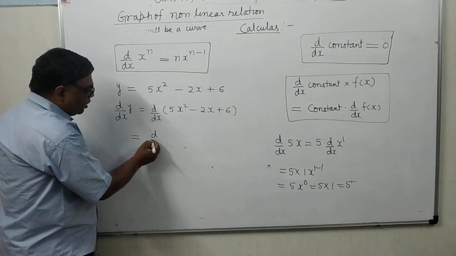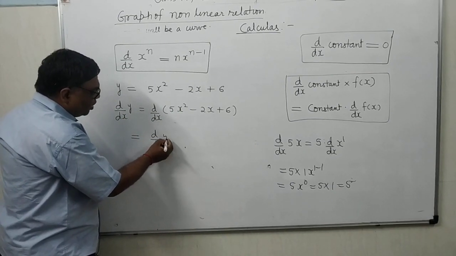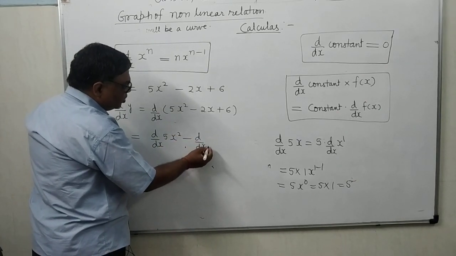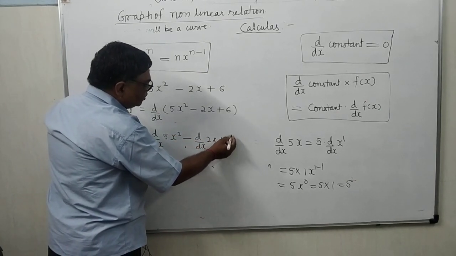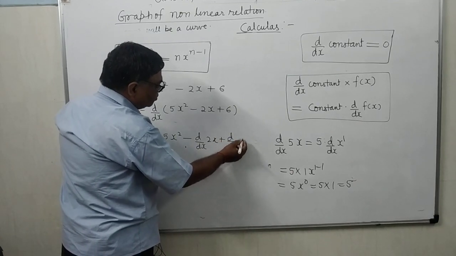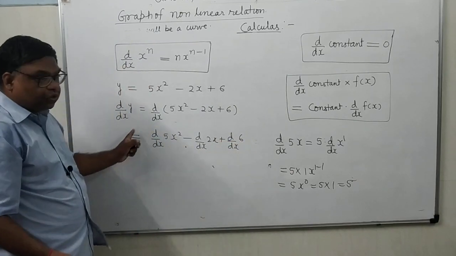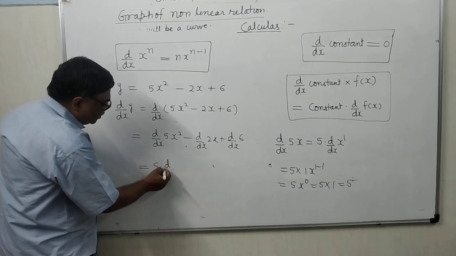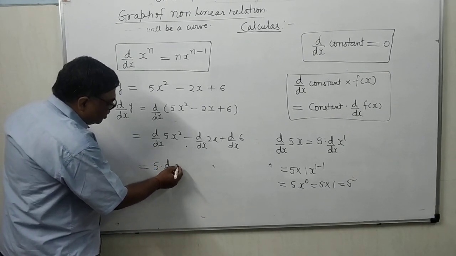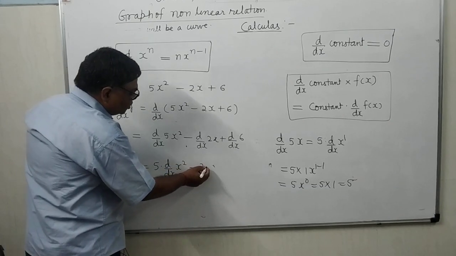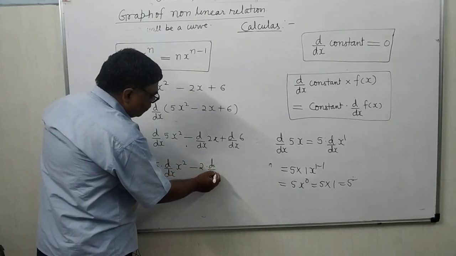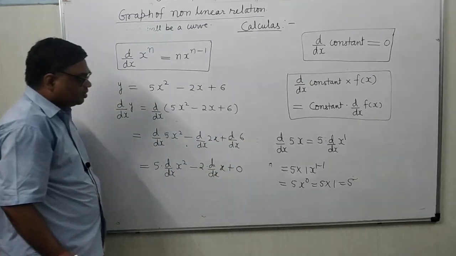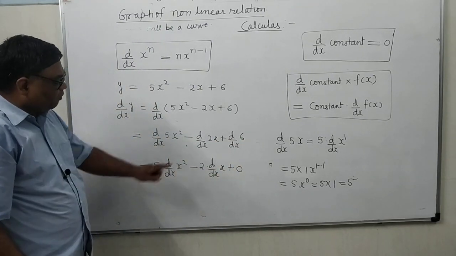So you will write d by dx of 5x square minus d by dx of 2x plus d by dx of 6. You take 5 before. When you take 5 before, it is d by dx of x square minus 2 into d by dx of x, and d by dx of a constant is always 0. It's clear?